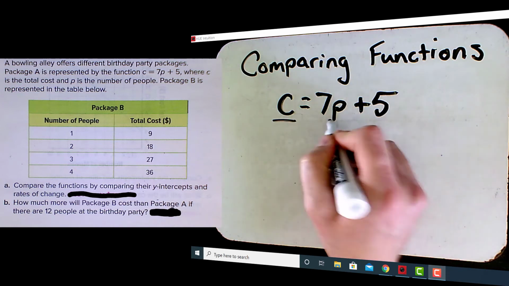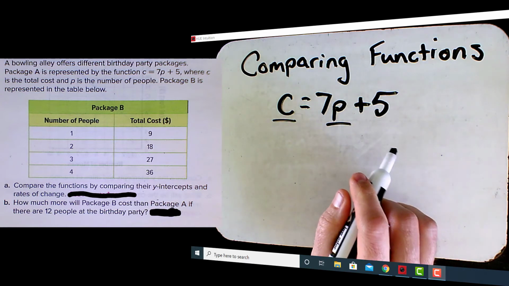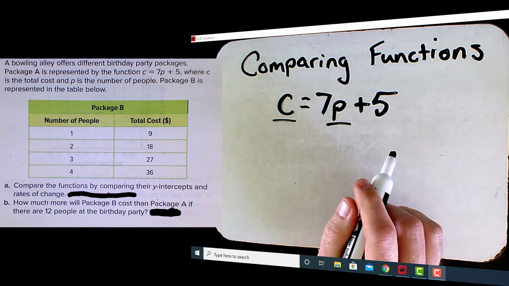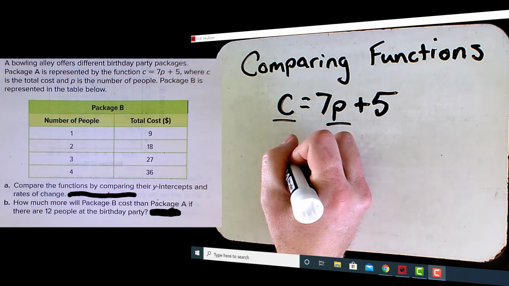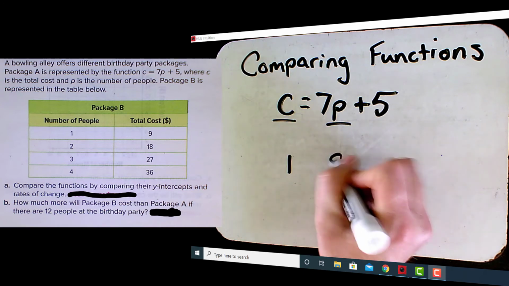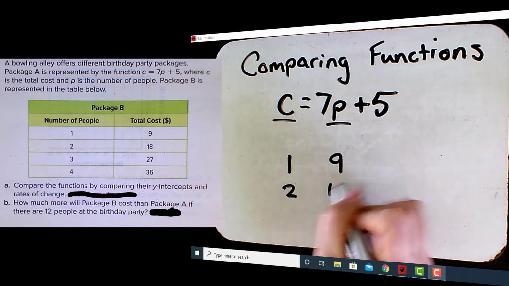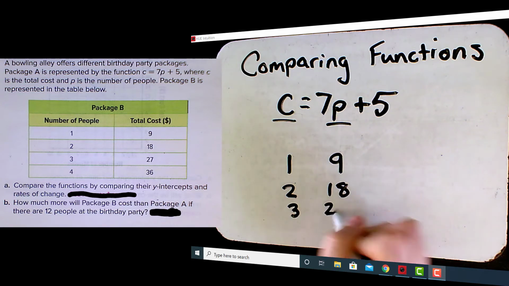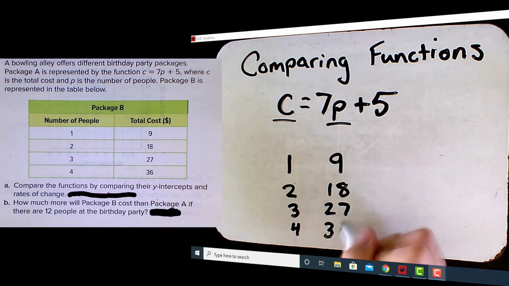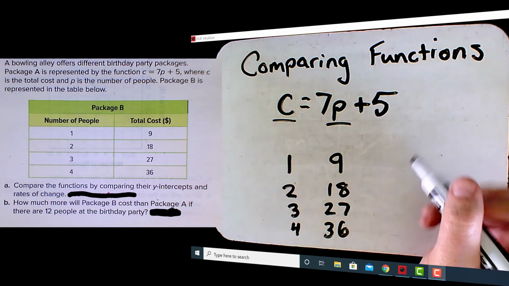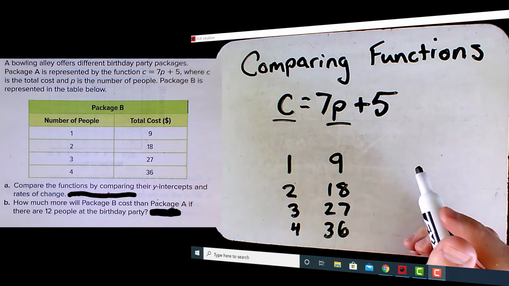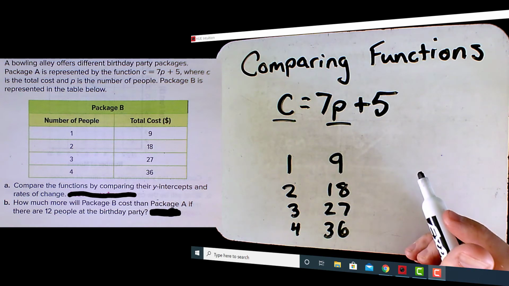Okay, so cost, people. Package B is represented by the table below. So you're seeing the table right there. And on our table, I'm going to write down some of the things it tells me. It says 1, 9, 2, 18, 3, 27, and 4, 36. And the first thing it wants us to do with these two functions, the table and the equation, is A, compare the functions by comparing their y-intercepts and rates of change.